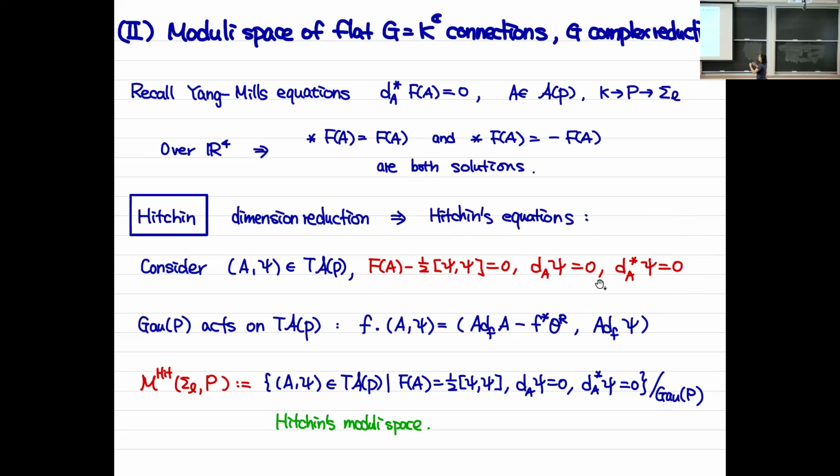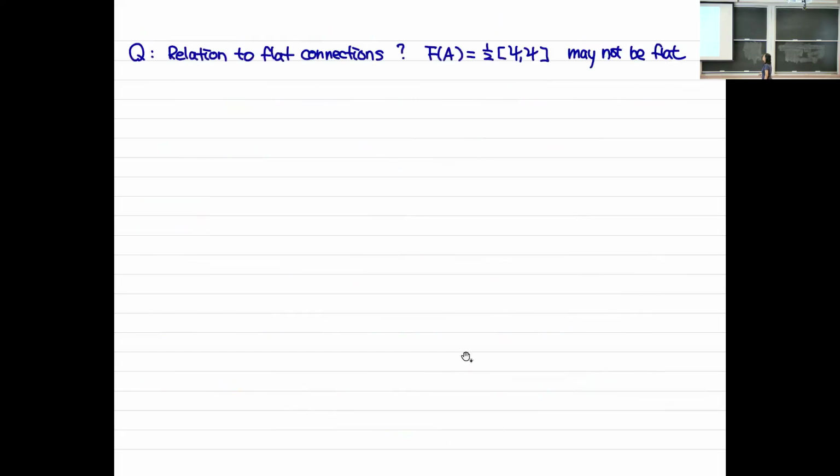So the gauge group again acts on this tangent bundle. As you can see, on the connection part it's the same as before, so now you just have an extra part, which is the psi. So the Hitchin moduli space can be defined as solutions to these equations modulo the gauge group. This is using the compact gauge group. But you can see that the connection A has this relation, which means that it may not be flat. If psi is not 0, then it is not flat.